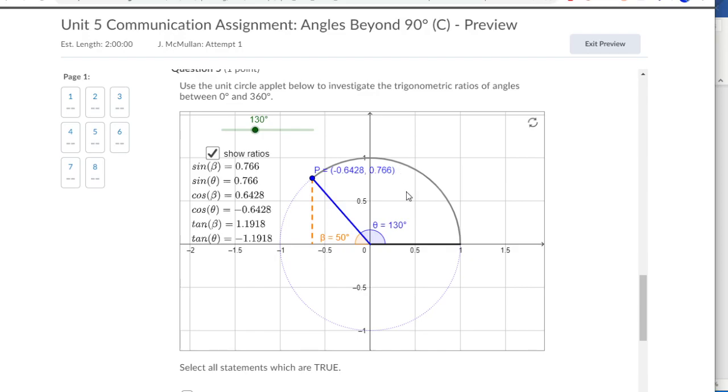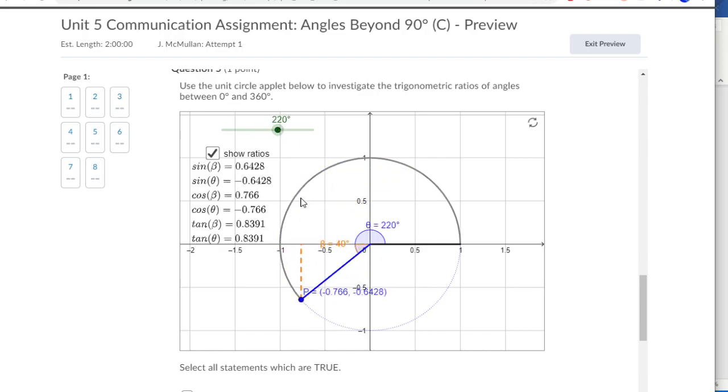So we call quadrant 1 the A quadrant because all ratios are positive. When you keep moving into quadrant 3, now sine has become negative, cos is negative, and tan remains the same. Tan stays positive. Finally, when we go into quadrant 4, sine becomes negative, tan becomes negative, but cos stays positive.